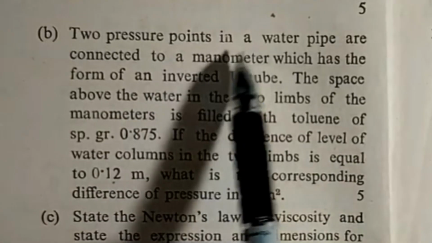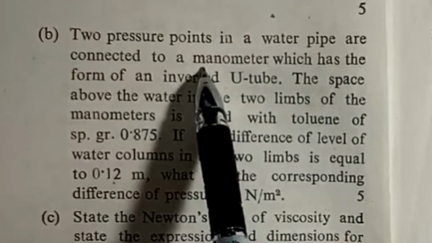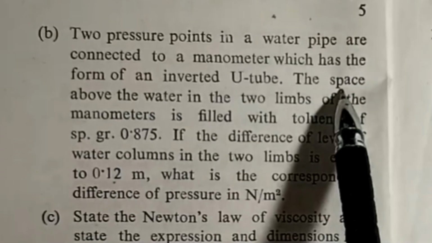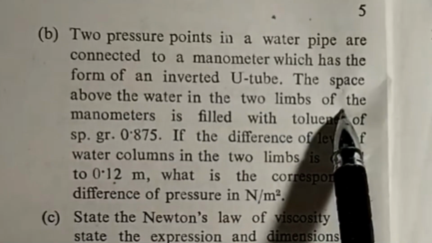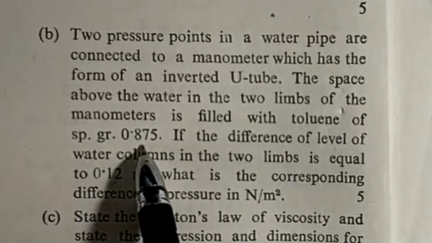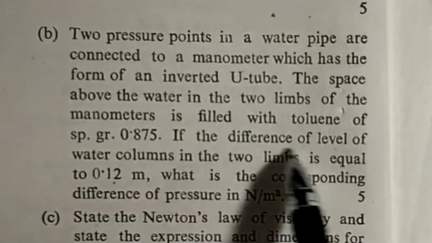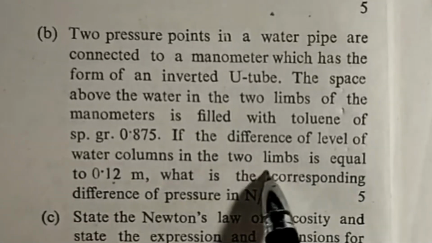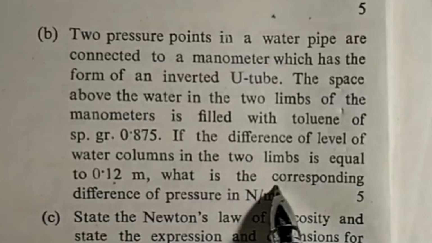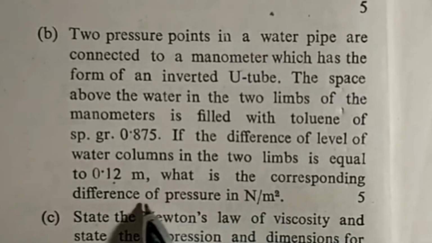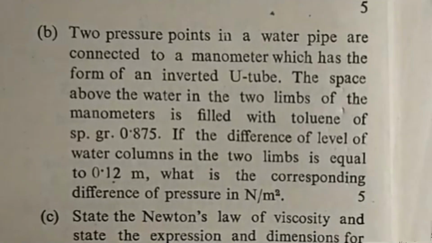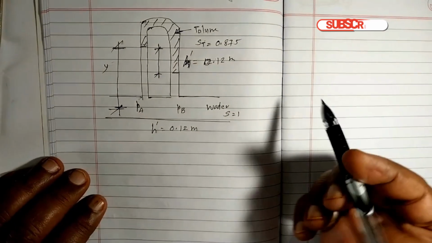Two pressure points in a water pipe are connected to a manometer which has the form of an inverted U-tube. The space above the water in the two limbs of the manometer is filled with toluene of specific gravity 0.875. If the difference of level of water columns in the two limbs is equal to 0.12 meter, what is the corresponding difference of pressure in Newton per meter square? So let us solve this problem. Let us have this setup.